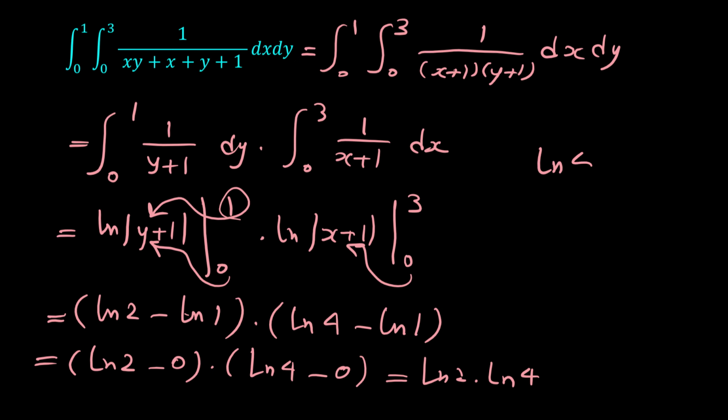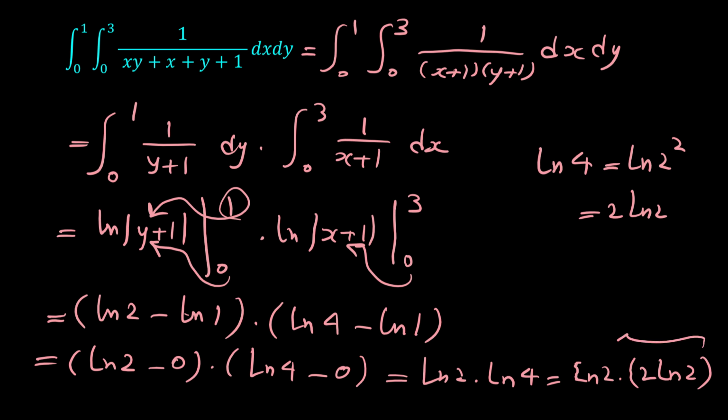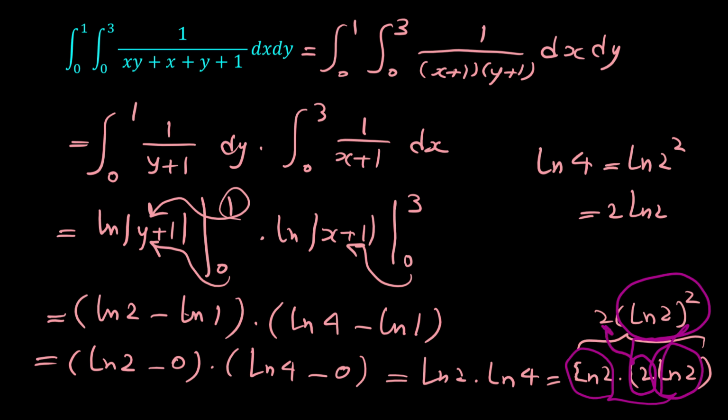But attention, ln of 4, because 4 is 2 to the power of 2, can be written as 2 ln of 2. So this equals ln of 2 times 2 ln of 2. And so this can be written as 2 times (ln of 2) to the power of 2, because ln of 2 multiplied by ln of 2 is (ln of 2) squared. And this 2 is exactly here.